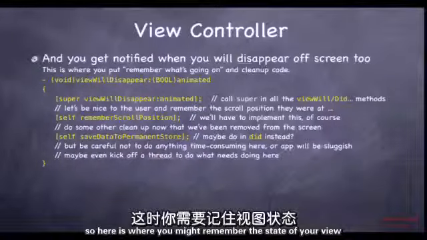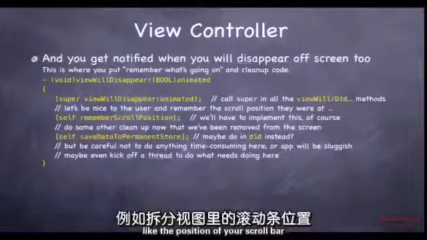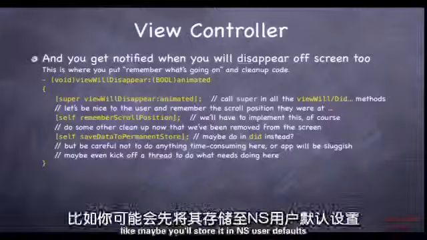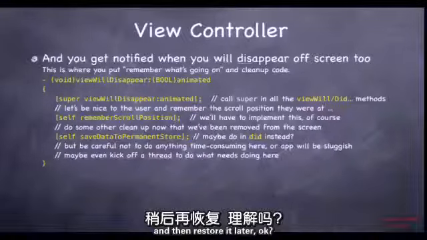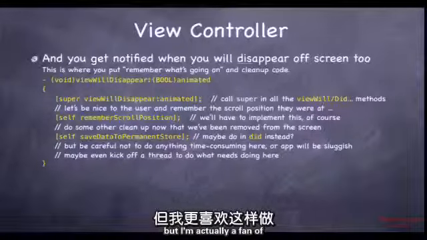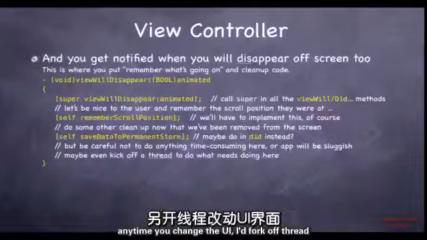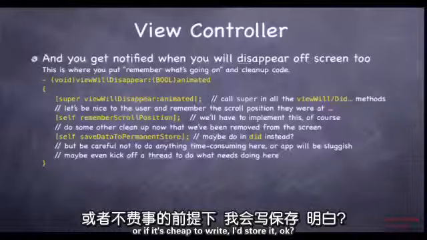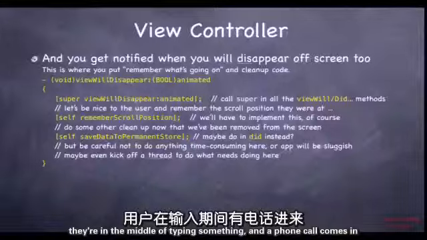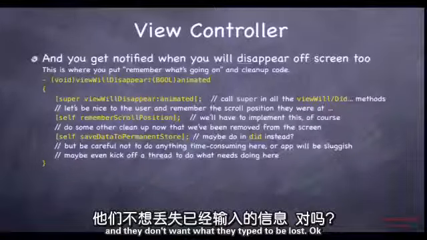So here's where you might remember the state of your view, like the positions of the scroll bars or some other thing that's going on in your view that you want to restore later. Like maybe you'll store it in NSUserDefaults and then restore it later. Okay? This is also where maybe you might store things to a permanent data store. But I'm actually a fan of, any time you change something in the UI, I'd fork off a thread, or if it's cheap to write, I'd store it. Okay? Users expect the phone to be instant. They're in the middle of typing something in and a phone call comes in, and they don't want what they typed to be lost. Okay?